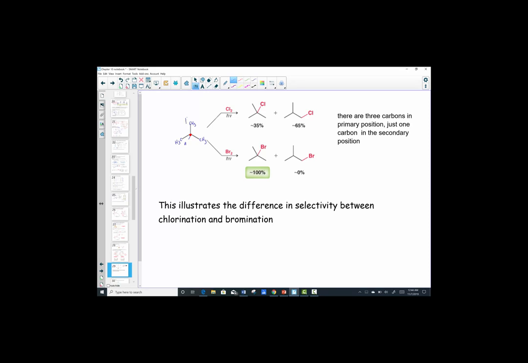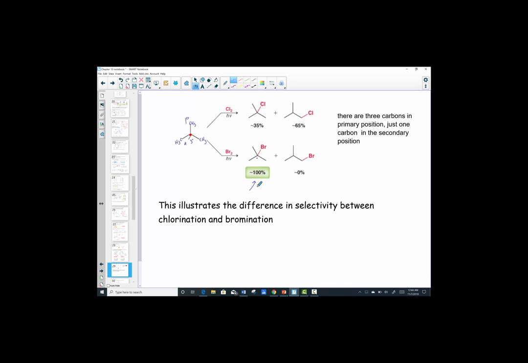Here we would notice that this would be a primary radical, and here we would have a tertiary radical at the center position. So what do we observe in terms of chlorination versus bromination? Well, clearly the tertiary carbon radical would be the most stable, and bromination is very selective. 100% of the bromine will add to the most stable radical position. That's the secondary position there on that carbon, making the tertiary radical.